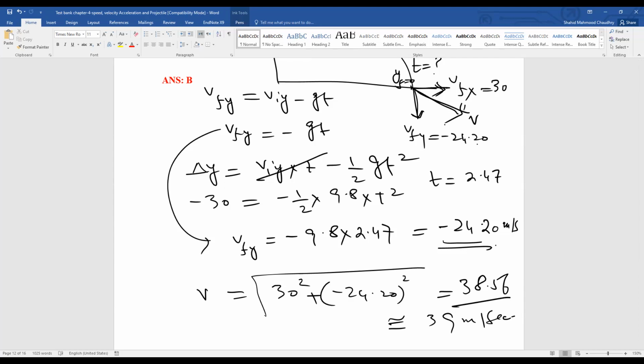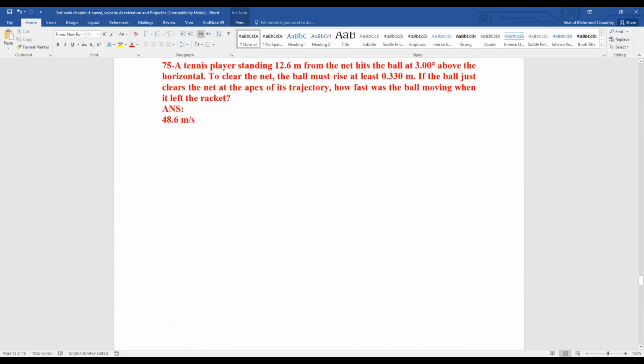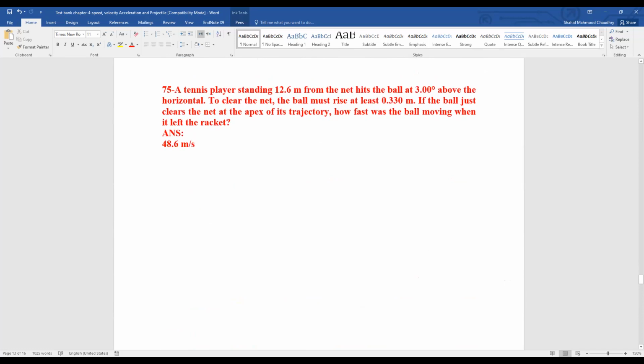Okay. After this, we have another problem. In this problem, you can see a tennis player standing 12.6 meter from the net. If this is a net, and he is standing 12.6 meter from the net, he hits the ball at 3 degree. From here, the angle is 3 degree.